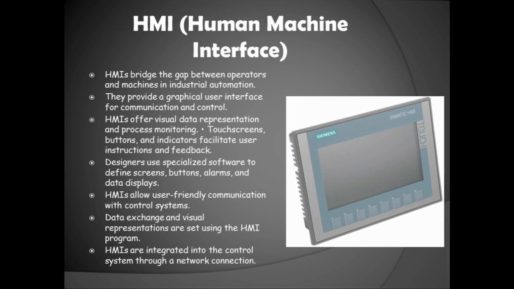Programming and using an HMI entails multiple steps to provide effective communication between operators and control systems. Using specialized software, designers define screens, buttons, indicators, alarms, and data displays that correspond with the established specifications to provide an interface that is user-friendly. The program also enables the setting of data exchange with control devices, communication protocols, and visual data representations. Once programmed, the HMI is integrated into the entire control system through a network connection.